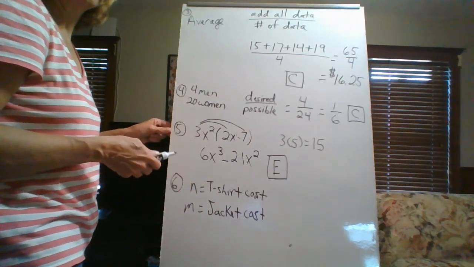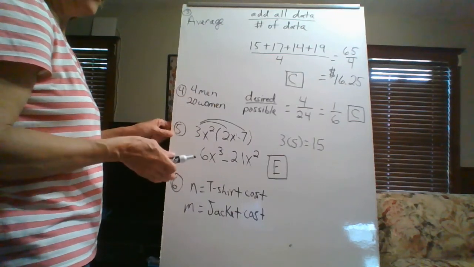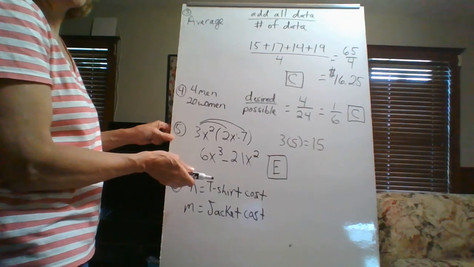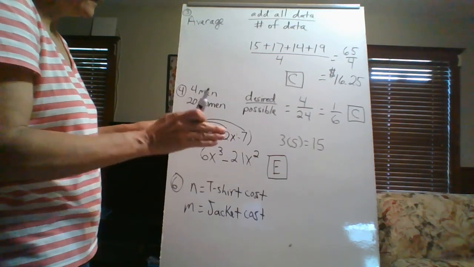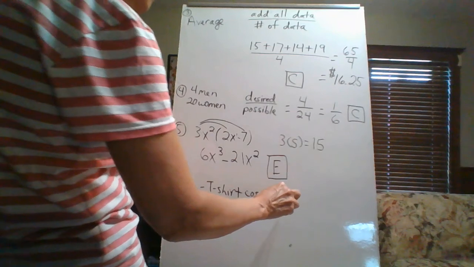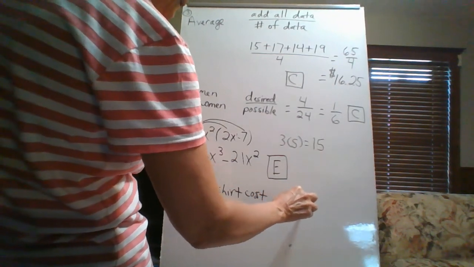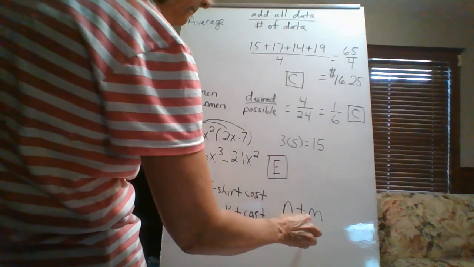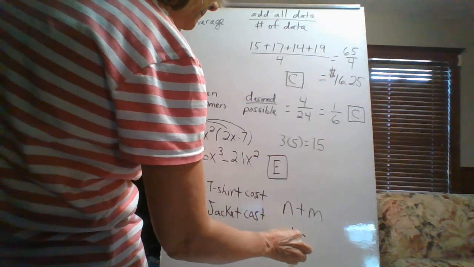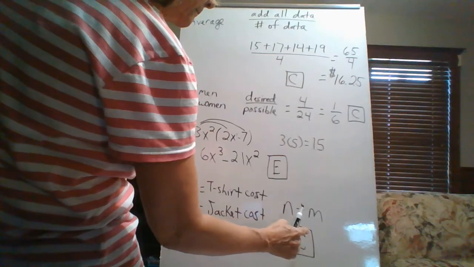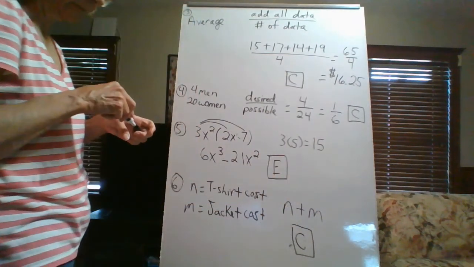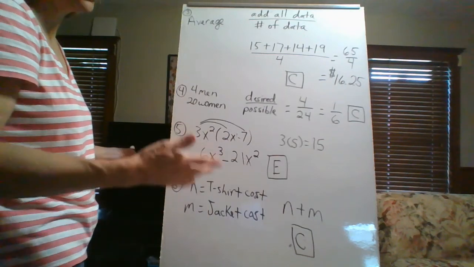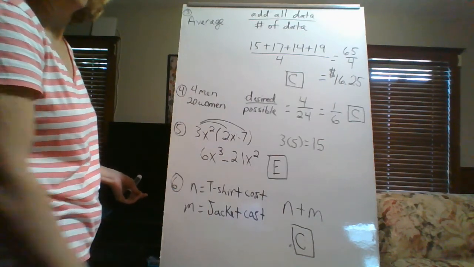Well, think about it. If you went to the store and you found a jacket for $30 and a t-shirt for $20, and you want to know how much it's going to cost, you're going to add the prices, right? That's all we're doing. So I'm adding the cost of the t-shirt plus the cost of the jacket, N plus M. And the answer is C. Make sense? We're just adding the 2, and that'll give me my cost, and then of course I have to figure tax, but they told me before tax.